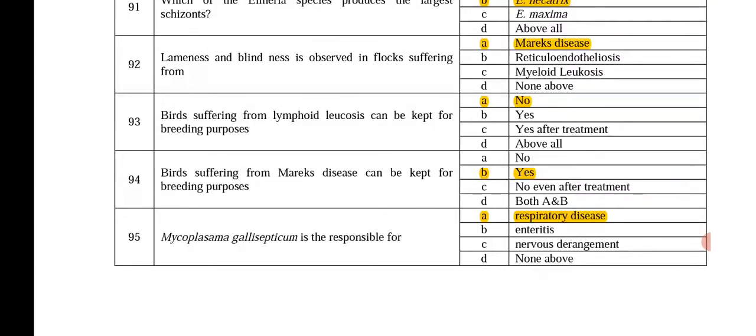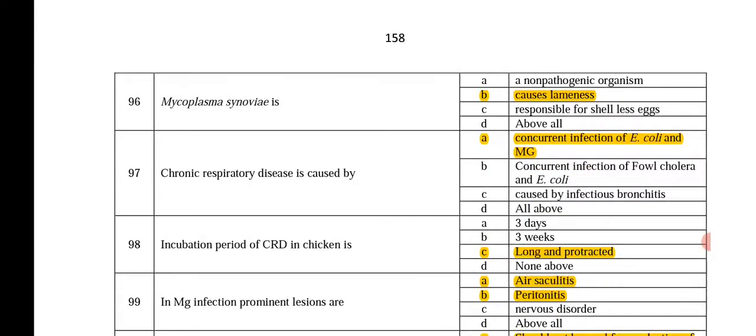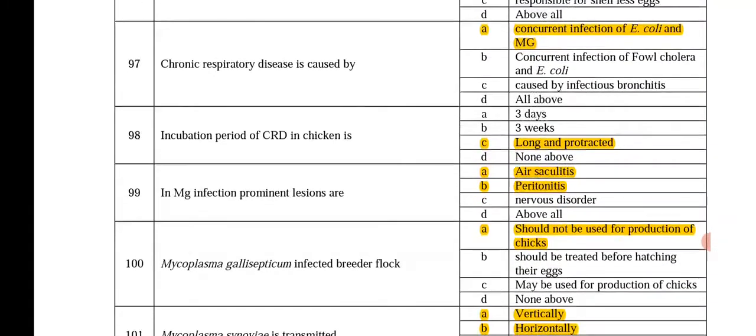Birds suffering from Marek's disease can be kept for breeding purposes. Yes. Mycoplasma gallisepticum is responsible for respiratory disease. Mycoplasma synoviae is the cause of lameness. Chronic respiratory disease is caused by concurrent infection of E. coli and Mycoplasma gallisepticum. The incubation period of CRD, chronic respiratory disease, is long and protracted.